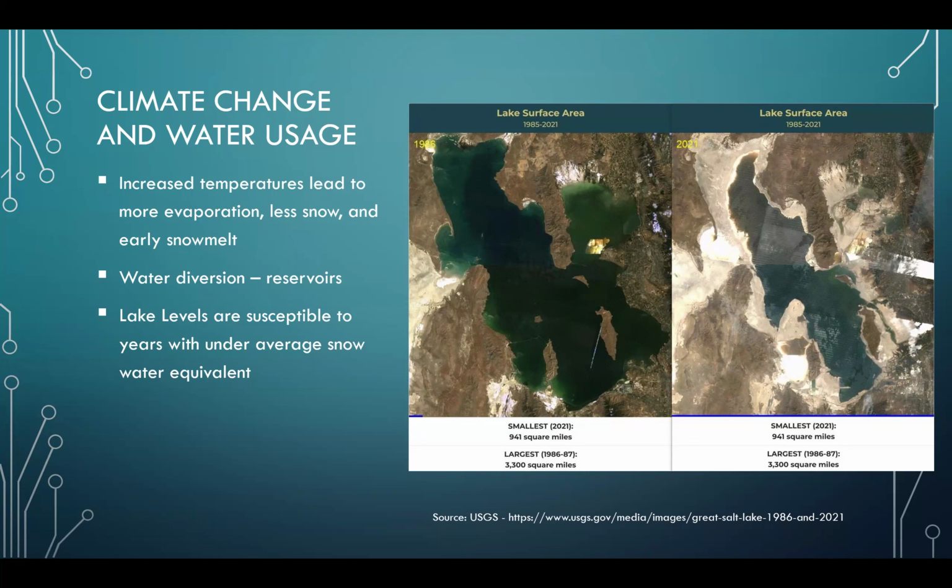And a lot of this water from the mountains is getting diverted into reservoirs so that we can use it, especially for agriculture. So we need to find ways to more efficiently use that water, so we're not wasting as much, so that more can be diverted to the lake. Because without the lake, a lot of bad things would happen. I'll go into the effects in just a little bit. But we see that the lake levels are very susceptible to changes between dry and wet years. And so we have to take advantage of the wet years.